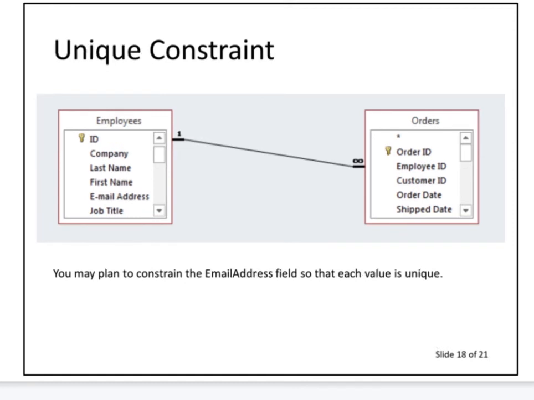The unique constraint ensures that a field or a group of fields is unique. This is particularly useful with junction tables because you want the combination of the fields to be unique. In this example, we are also seeing the email address should be unique.